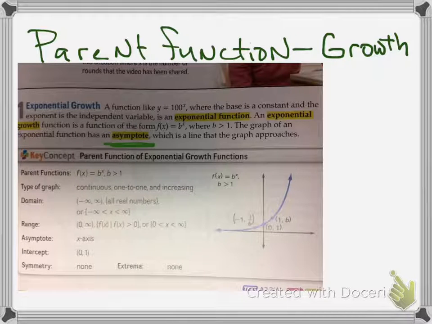But the main thing here, and I disagree with how they do this, the main thing I also want you to see is that there is a boundary line that the graph looks like it's getting close to, but doesn't actually reach, and that is called an asymptote. It's a line that the graph approaches. Now they're saying here the x-axis. I don't want y'all to ever use that.